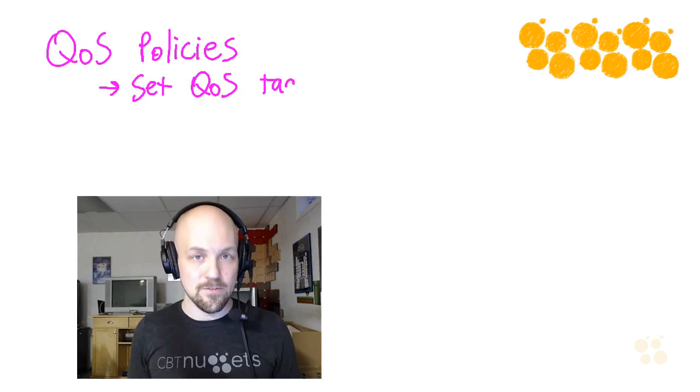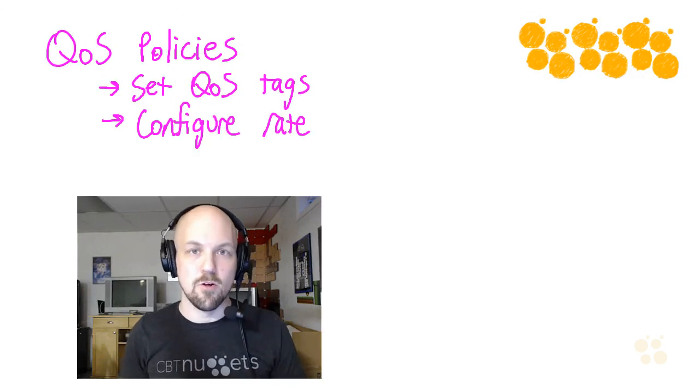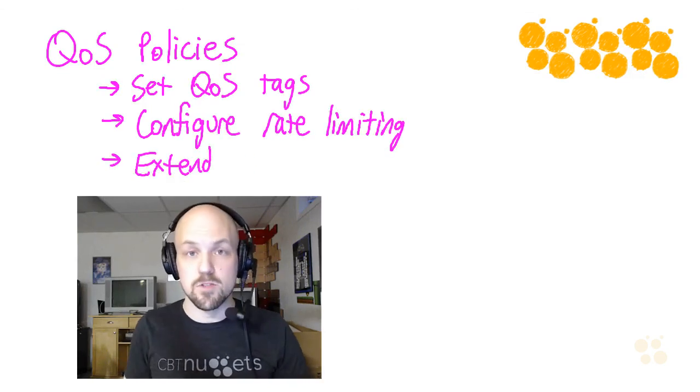QoS policies allow us to extend our QoS tags down to the server vNICs. It also gives us some extra control over rate limiting and allowing the server to set its own COS tags.